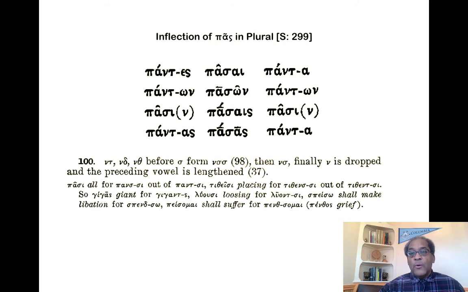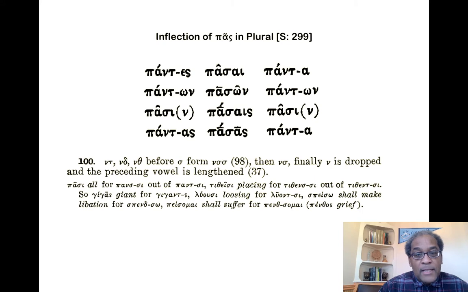Again, the neuter plural is always the same in the nominative and the accusative. But then when you go to the feminine, you're going to have αι, ων, αις, ας: πᾶσαι, πασῶν, πάσαις, πάσας. And so here's the rule that's at work here, Smyth 100. Now, nu tau, nu delta, and nu theta before sigma. And remember, you have sigma added onto the nominative singular to form the masculine, and you have the sigma iota added to the dative plural. So this is where these are going to be relevant.